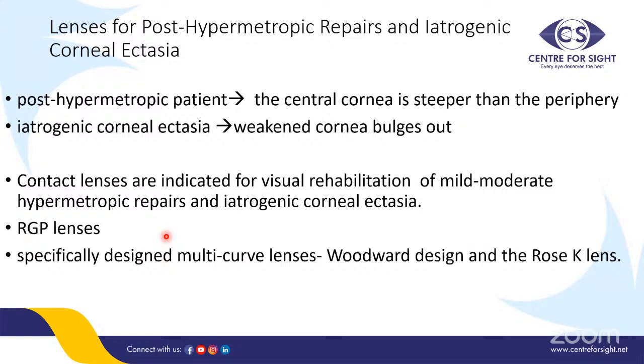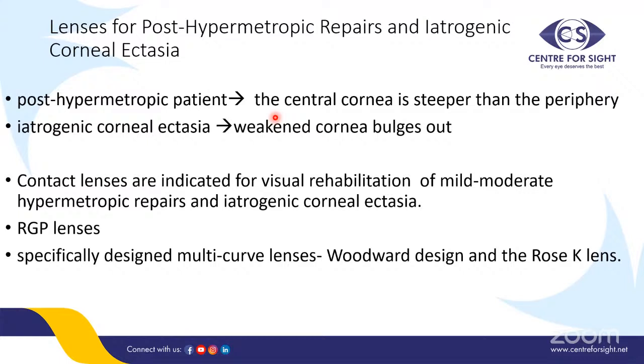Next, post hypermetropic repairs and post iatrogenic corneal ectasia. So these are two entities wherein the cornea tends to bulge out. That is, in post hypermetropic repairs, the central cornea is steeper than the periphery, and in iatrogenic corneal ectasia, the weakened cornea bulges out. And contact lenses are indicated in both of these cases for almost mild to moderate cases.